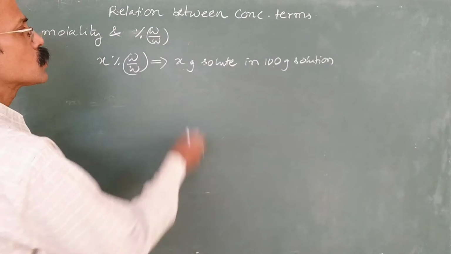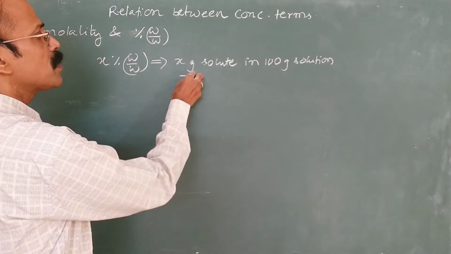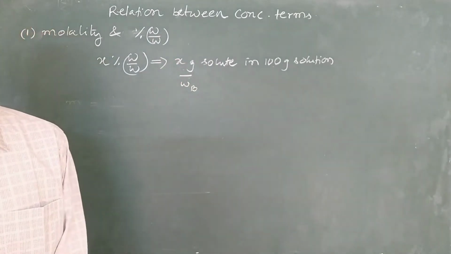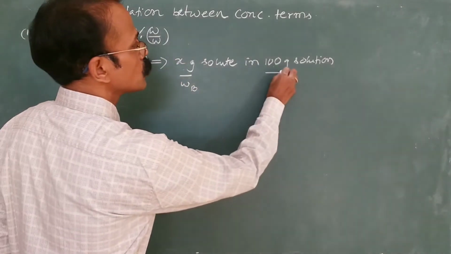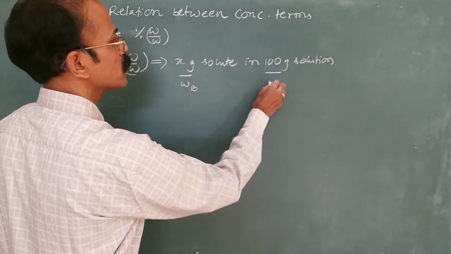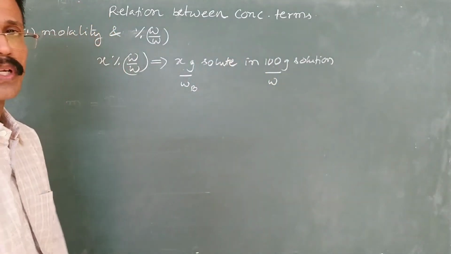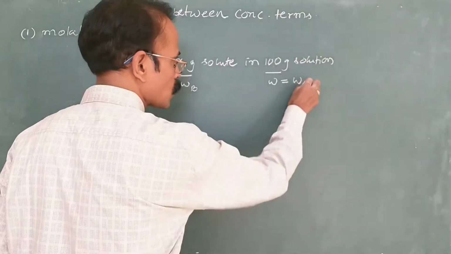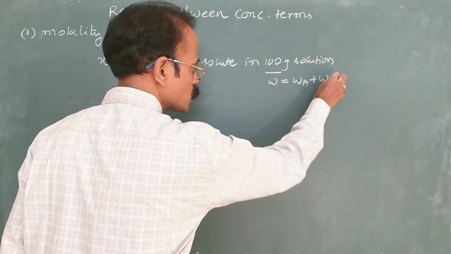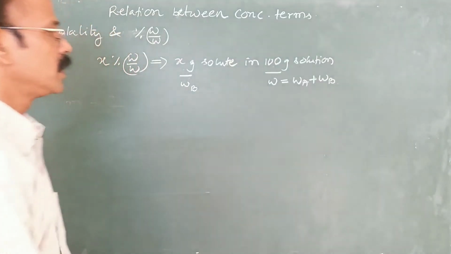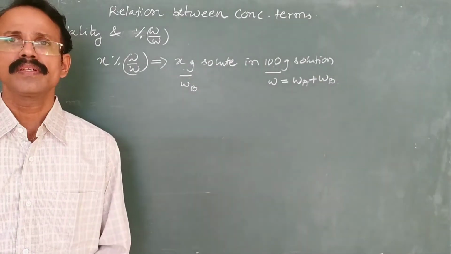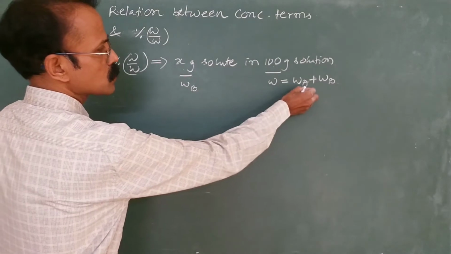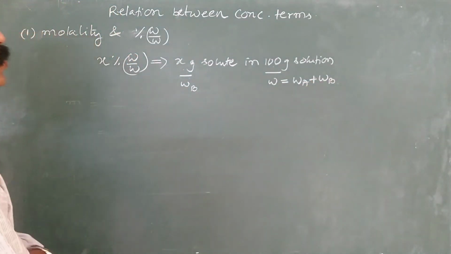So this is nothing but mass of solute. Let us say it is Wb, and this is mass of solution. 100 grams of solution is equal to mass of solution. So mass of solution is equal to mass of solvent plus mass of solute. Okay, A is solvent, B is solute. So total mass is equal to mass of solvent plus mass of solute.